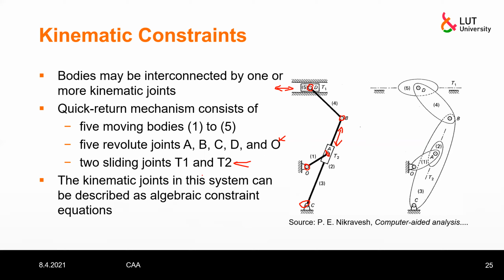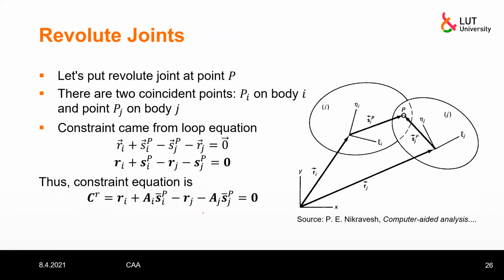And we state that kinematic joints in that system and any other system can be described as algebraic constraints. So we can write simply some algebraic equations to describe those constraints. And thanks to that, we will define the system and we will be able to analyze it.